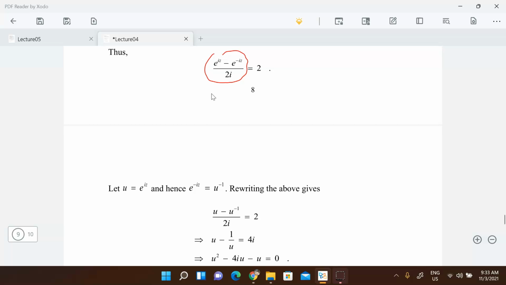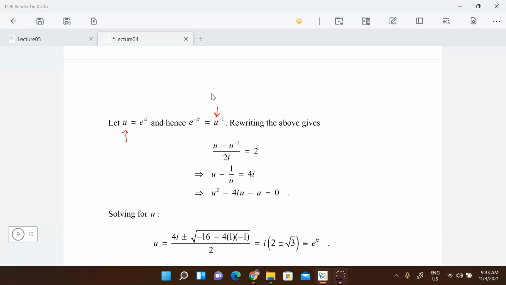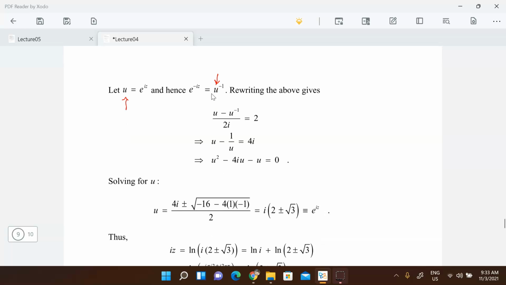And how to do this: remember in the sine you have exponential iz and exponential minus iz. So if you write your exponential iz as u, then your exponential minus iz is actually u inverse. So now we can write this for the time being as u minus u inverse over 2i, and then you rearrange the equation, and it becomes an algebraic equation which you can actually solve. So you get u squared minus 4iu minus 1 equals 0. This is just a quadratic equation that we have seen before, and you know how to solve a quadratic equation.